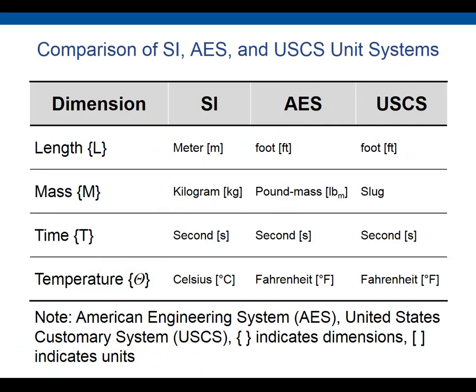And there are several different unit systems. As you know, SI is the International Standard Unit System, AES stands for American Engineering System, and USCS is the United States Customary System. So there are three different systems. For length, in the SI system we use meters. In AES, the standard measure for length is the foot. In USCS, the standard measure for length is also the foot. It's a little different system, just for your knowledge.